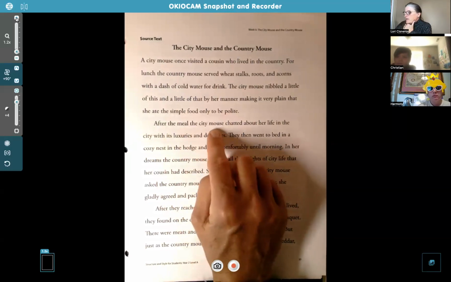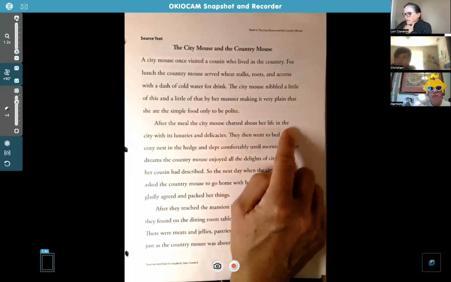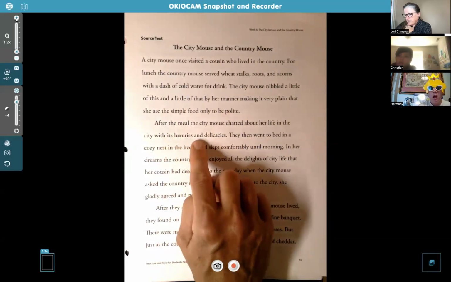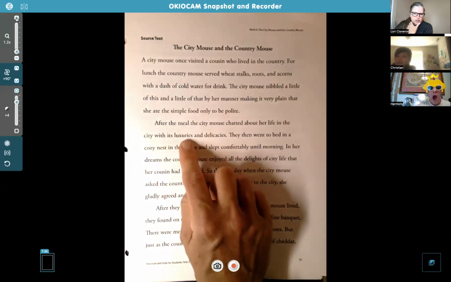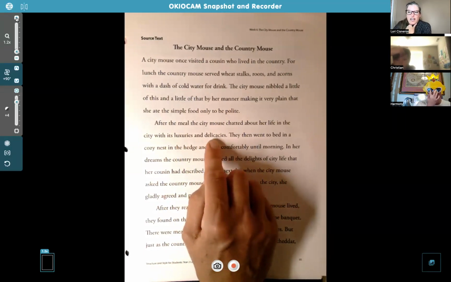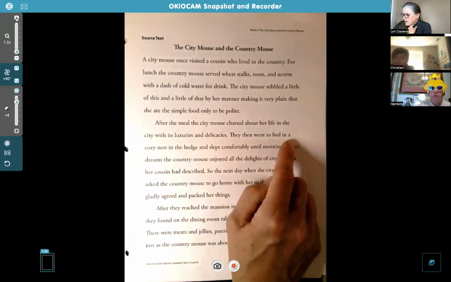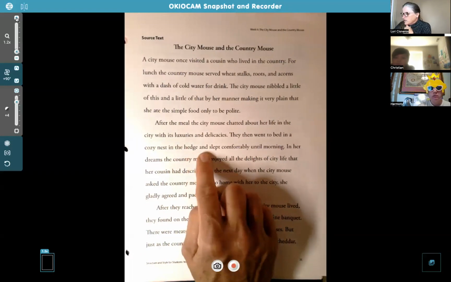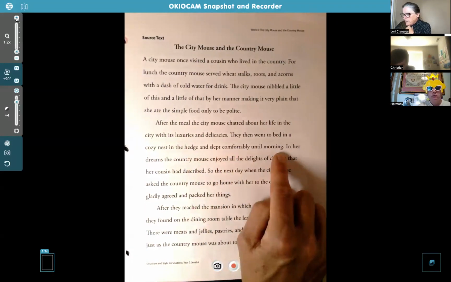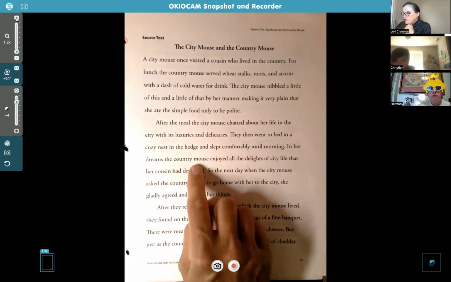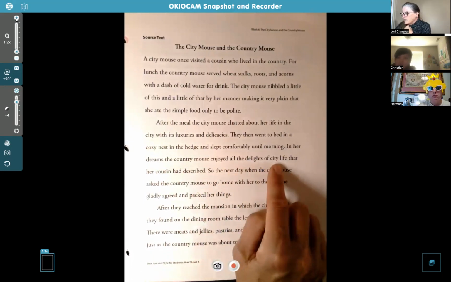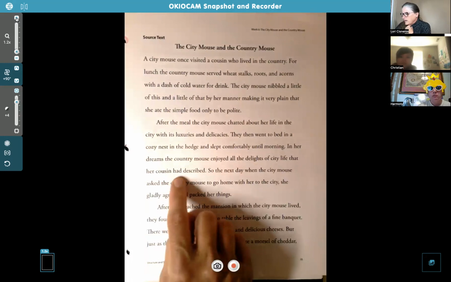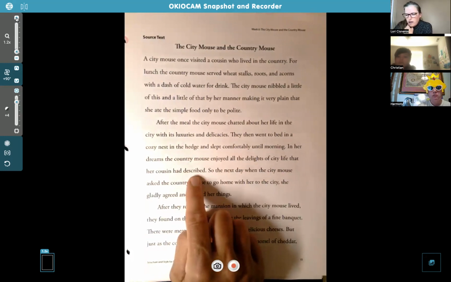After the meal, the city mouse chatted about her life in the city with its luxuries and delicacies. Luxuries is just basically like expensive things, right? And delicacies are fancy foods, fancy things to eat, expensive things. Then they went to bed in a cozy nest in the hedge and slept comfortably until morning. In her dreams, the country mouse enjoyed all the delights of the city life that her cousin had described. So she was dreaming of the city life.